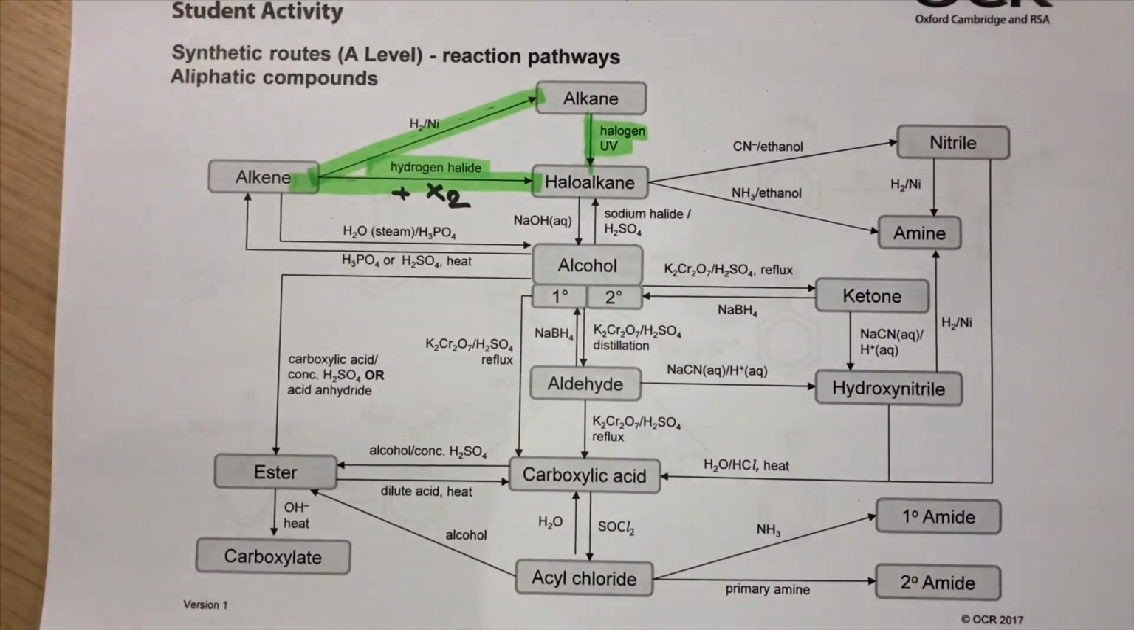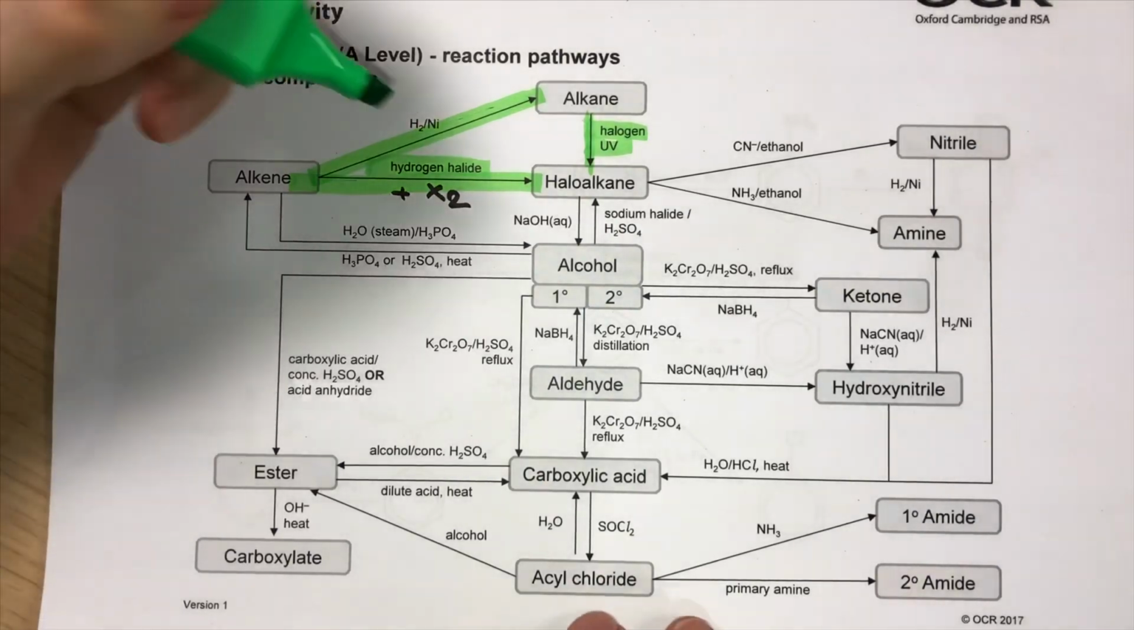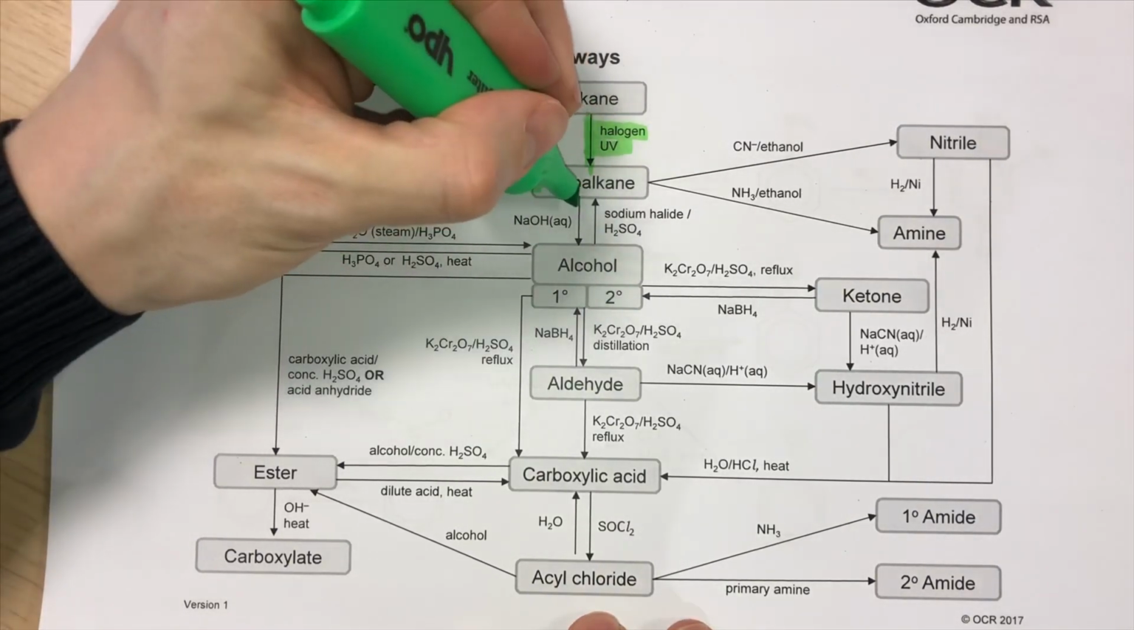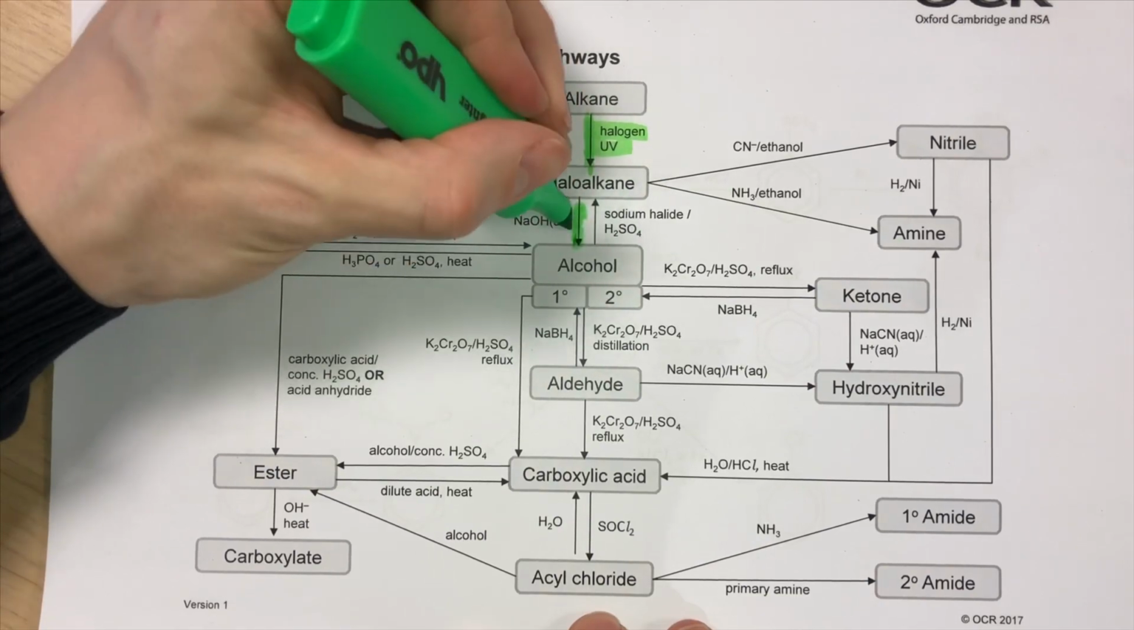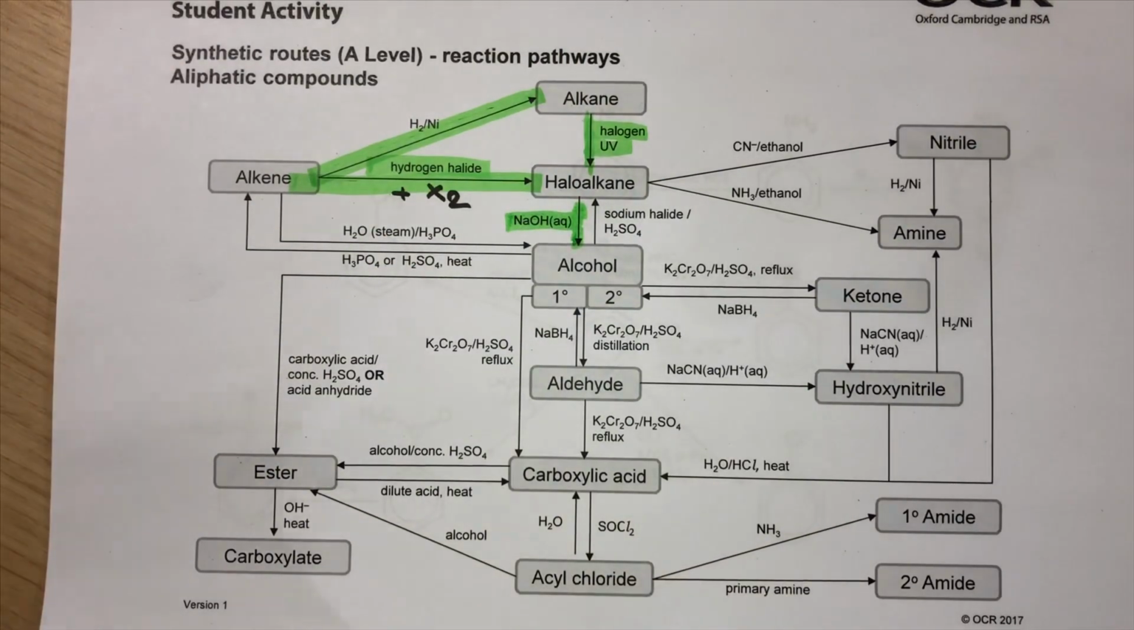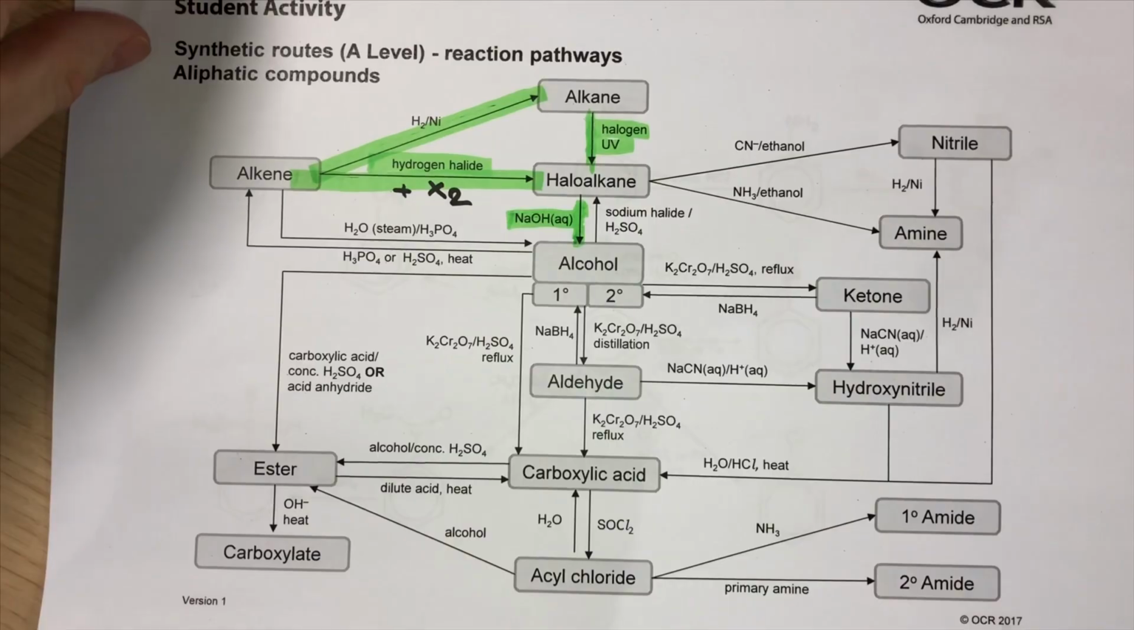Alright, so going back to our summary sheet once again. And this time we're going to keep with our haloalkane, but we're going to go down here on our summary sheet and we're going to use some aqueous sodium hydroxide and we're going to form an alcohol. Now this works for any haloalkane and it will form any classification of alcohol, just to make that absolutely clear.